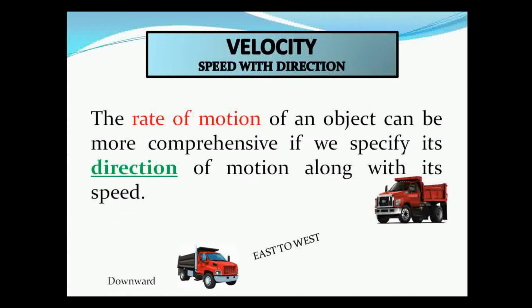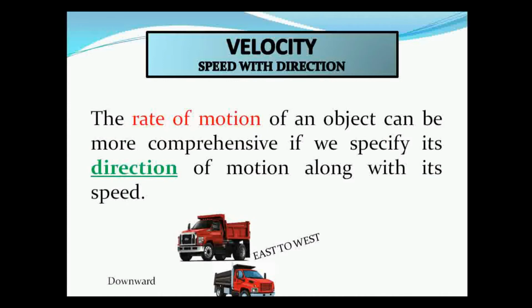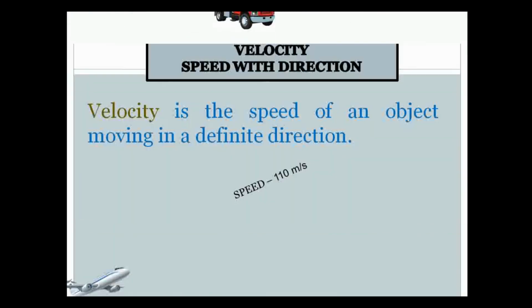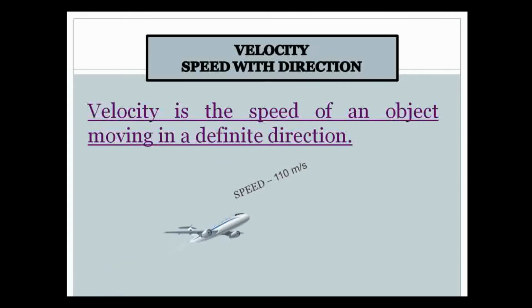This truck going downward, this truck traveling from east to west. Velocity is the speed of an object moving in a definite direction. This plane going upwards, speed 110 meter per second. So its velocity is upward 110 meter per second.